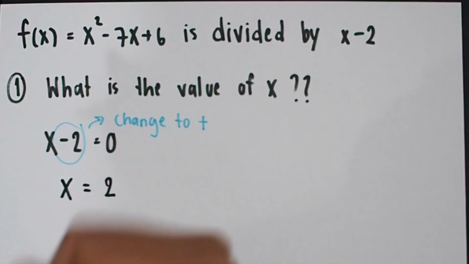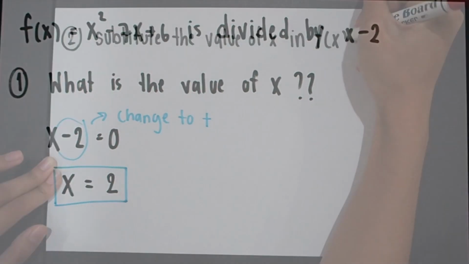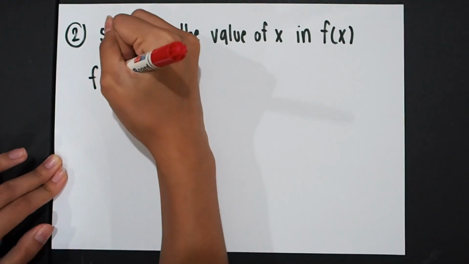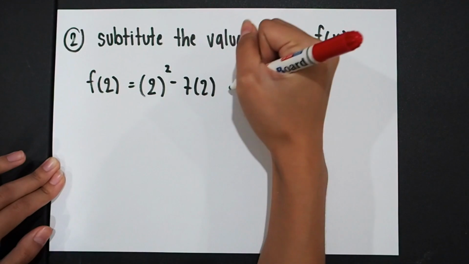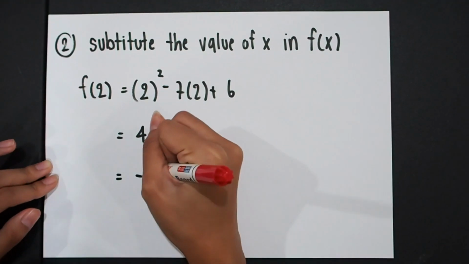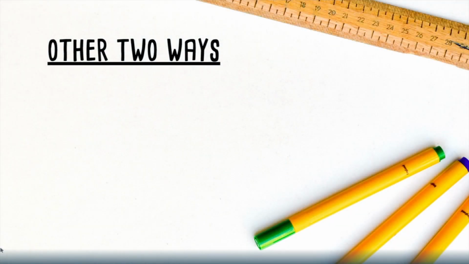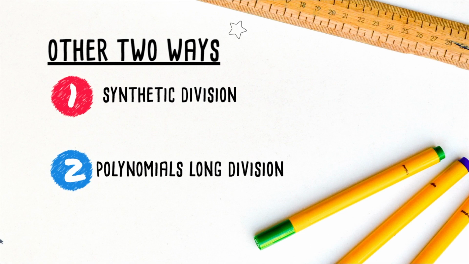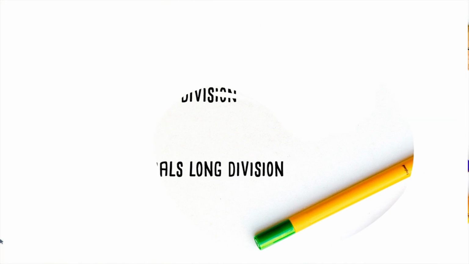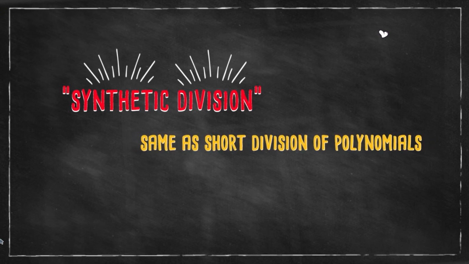Next step, you have to substitute 2 in the equation. You just substitute 2 into x, so it will be 2 squared minus 7 times 2 plus 6. The answer is minus 4. So the other 2 ways are synthetic division and polynomial long division. Of these 2 ways, I recommend the one I think is the easiest.